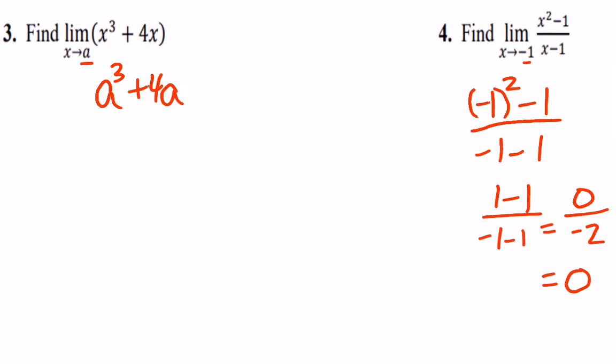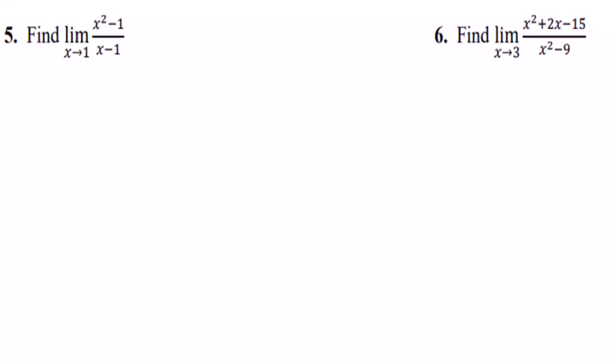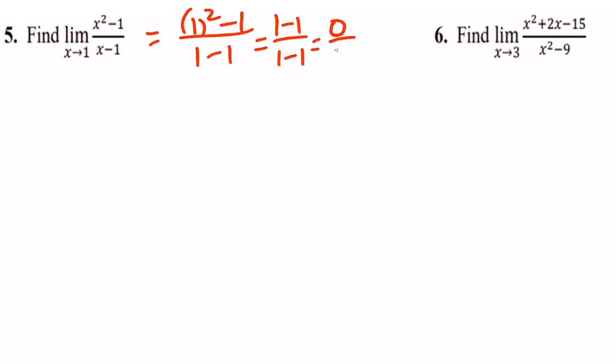That's totally okay. Now we're going to get to the ones where I'm really going to have to use some of those skills we learned in our rational functions unit. What happens for number 5 when I substitute in 1? I get 1 squared minus 1 over 1 minus 1. Well, 1 squared is 1, minus 1, over 1 minus 1. Well, what happens? I get 0 over 0. This is something called the indeterminate form.